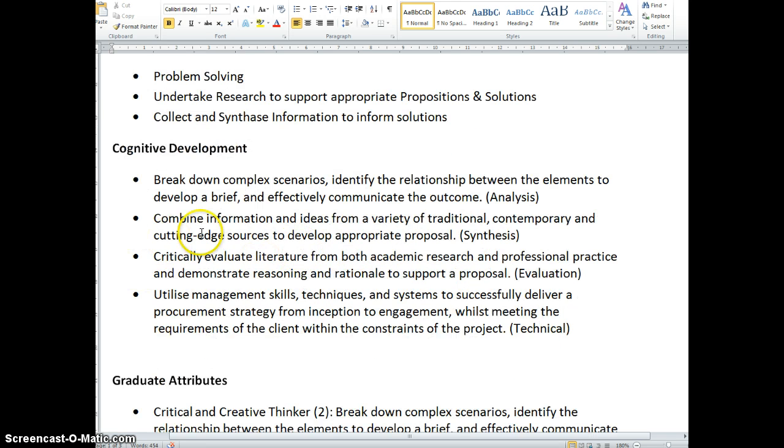Now the other one is, and again, for those of you who couldn't for whatever reason come along in June to the 2-day workshop, one of the things that we were presented with there was this idea of these principles of graduate attributes.